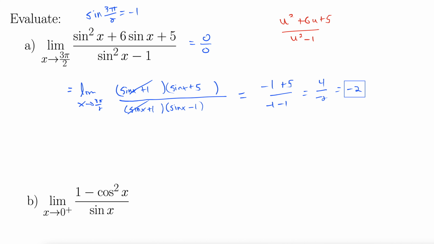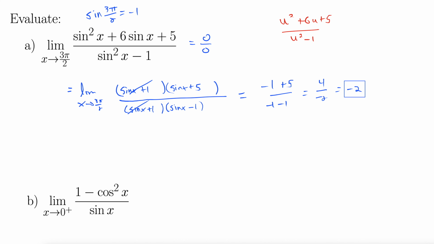On to part B, we have the limit as x goes to 0 from the right of (1 minus cos squared x) over sine x. And note, if we were to just plug in 0 here, we would again get 0 over 0, so that's not going to work. And also, if we factor this top into (1 plus cos x)(1 minus cos x), which would be the first thing that I would try, we still don't get any nice cancellation with the denominator. So that doesn't help us in this case, though that's certainly the go-to first thing to try.